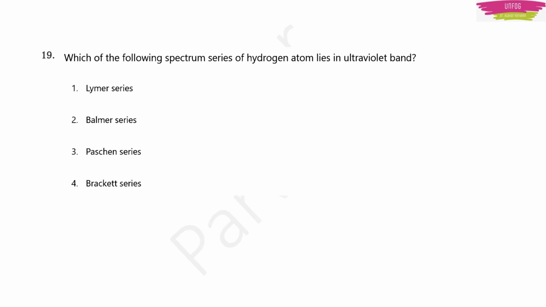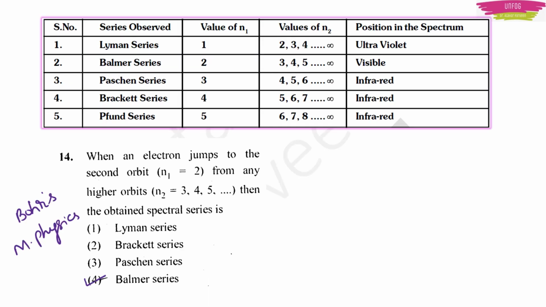Which of the following spectrum series of the hydrogen atom lies in the ultraviolet band? I gave you the table, right? It is the Lyman series. Okay. A similar question they have asked in HSTR 2015 also. When an electron jumps to the second orbit, n1 equal to 2, from any higher orbits, n2 equal to 3, 4, 5, then the obtained spectral series is the Balmer series. See the table. Okay, so this table is very, very important for you all.